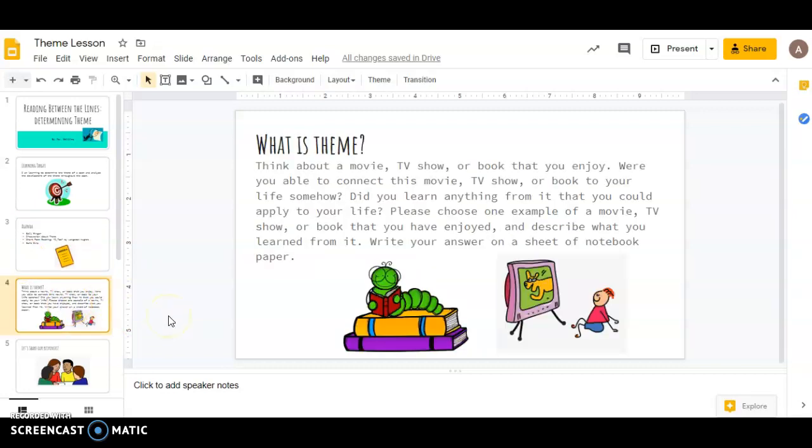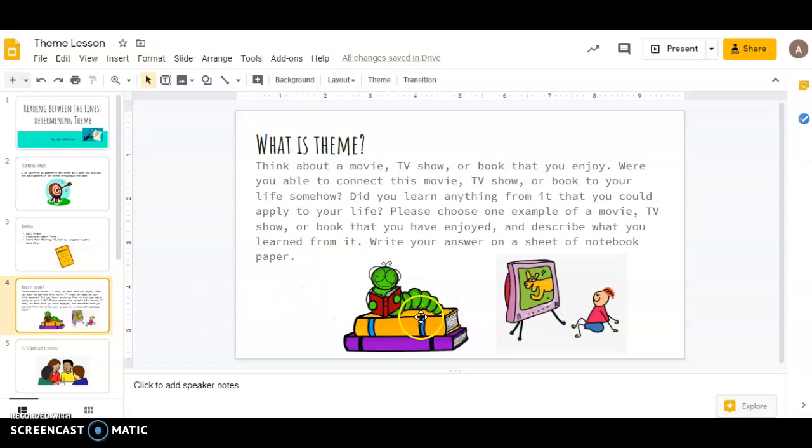So the bell ringer that I would have students do for this lesson is to think about a movie, a TV show, or a book that they enjoy, and to think about how they were able to connect it to their life somehow, and if they learned anything from it that they could apply to their lives. So I've asked them to choose one example of a movie, TV show, or book and describe what they have learned from it, and to write their answer on a sheet of notebook paper.